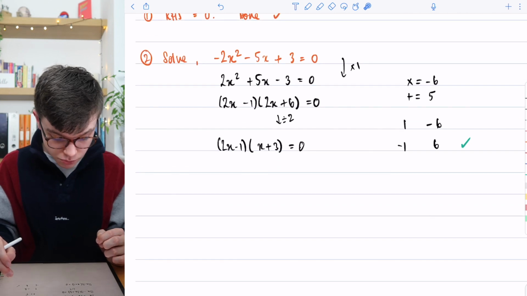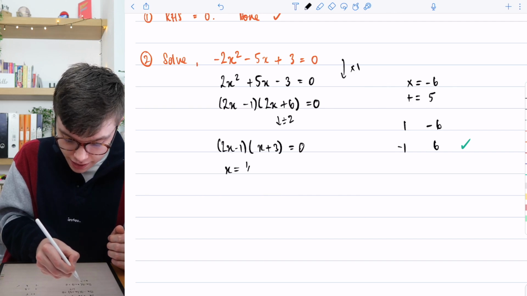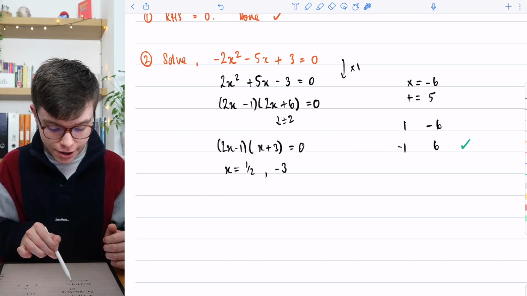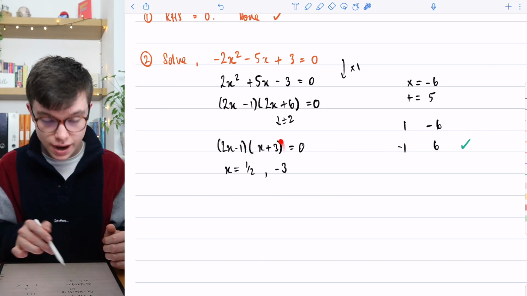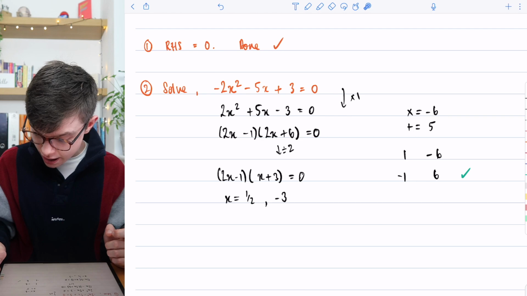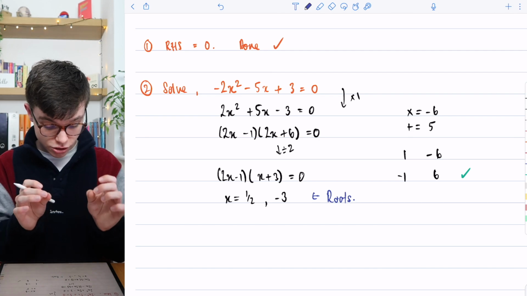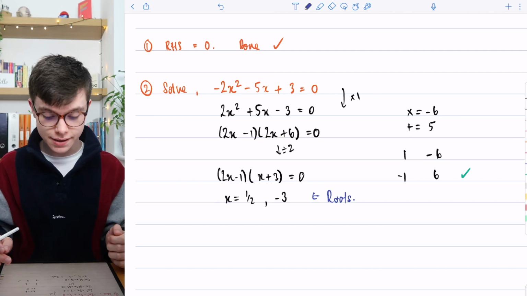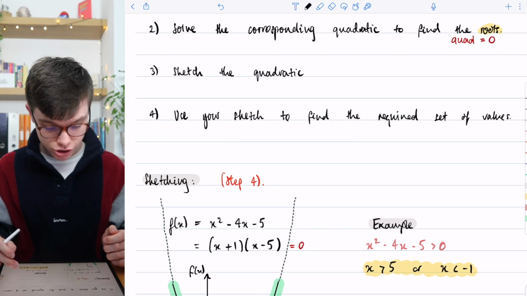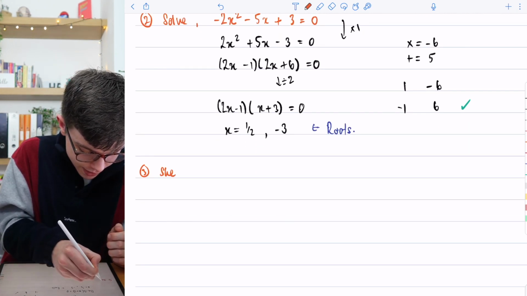So what we can do now is solve for our two values of x. When I do that, I'll get x is 1/2 or x is minus 3. 1/2 from this bracket being equal to 0 and -3 from this bracket being equal to 0. Okay, so I've solved it, and these are the roots of the quadratic. Those are the two values of x at which we cross the x-axis. Okay, well, what is part 3? We want to sketch the quadratic, and that's quite easy because we know the roots. So part 3 is a sketch.